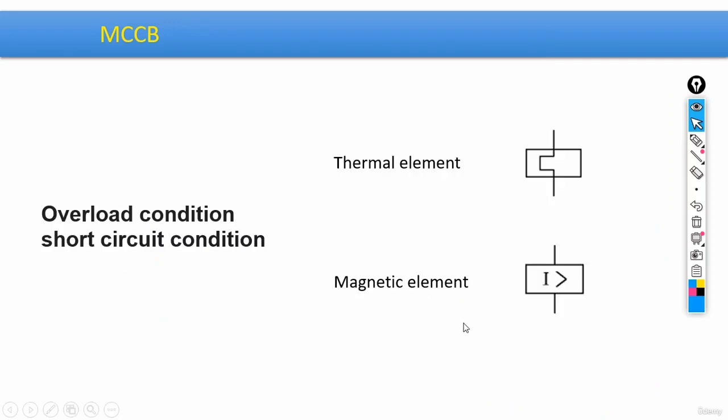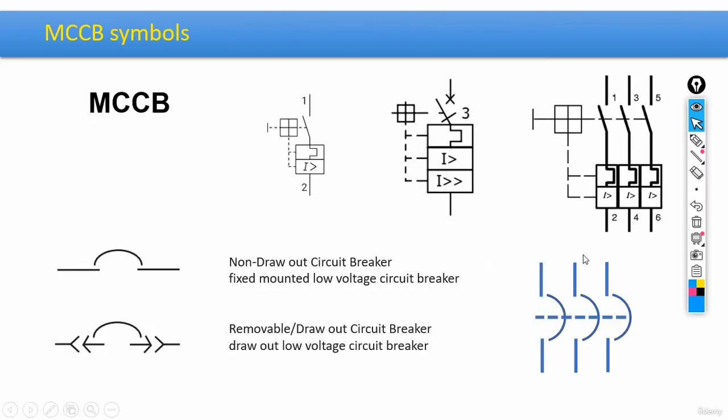In the next slide, guys, we would see 2 symbols. One for thermal elements regarding overload, and the other one for magnetic elements that would be for short circuits. What is important for us regarding these 2 symbols is the fact that when we combine these 2 symbols, we can create a symbol for the MCCB breaker. Now let me give you a demonstration.